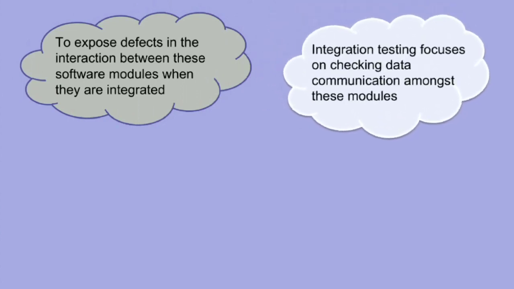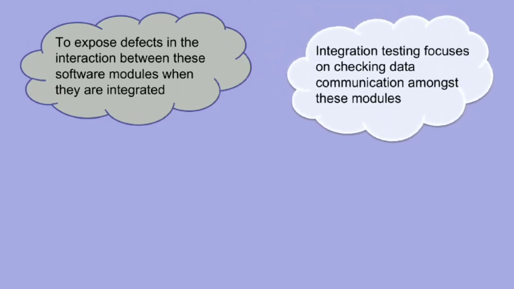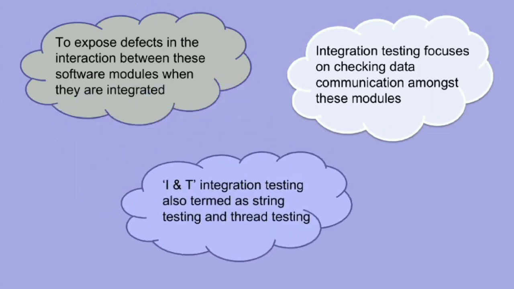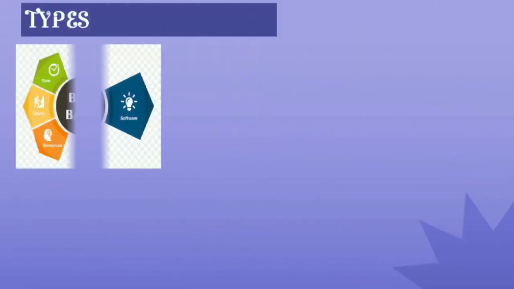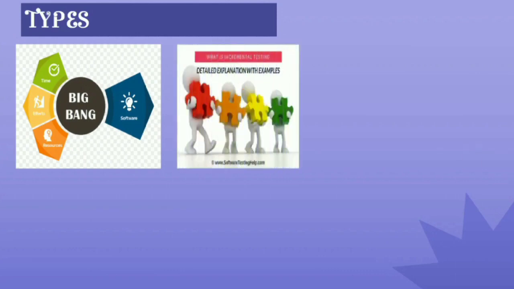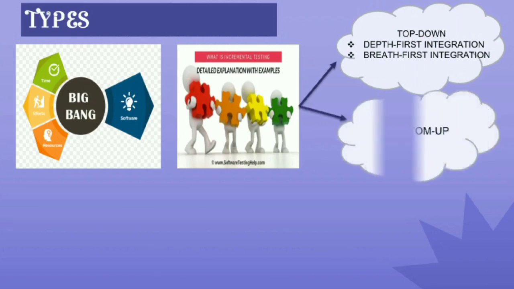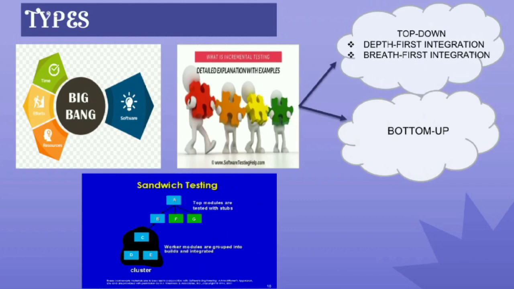Integration testing focuses on checking data communication among these modules. Integration testing is also termed as string testing and thread testing. Types: Big Bang approach or non-incremental integration; incremental integration. In incremental integration, top-down and bottom-up. In top-down, we have depth-first integration and breadth-first integration. And at last, sandwich integration.